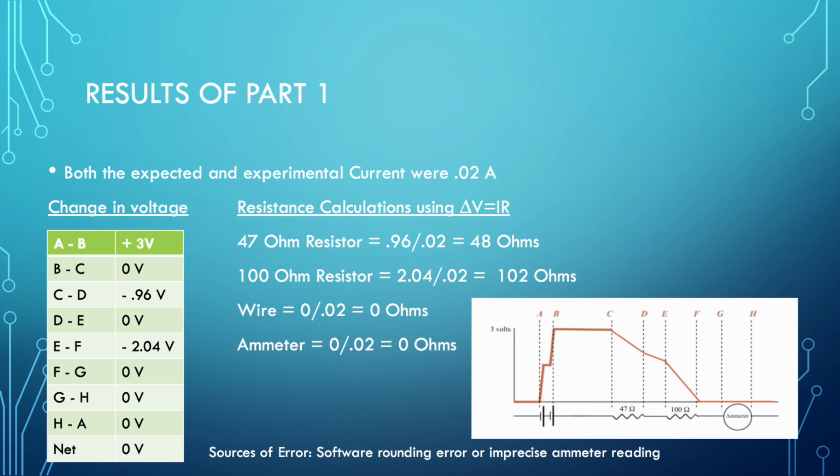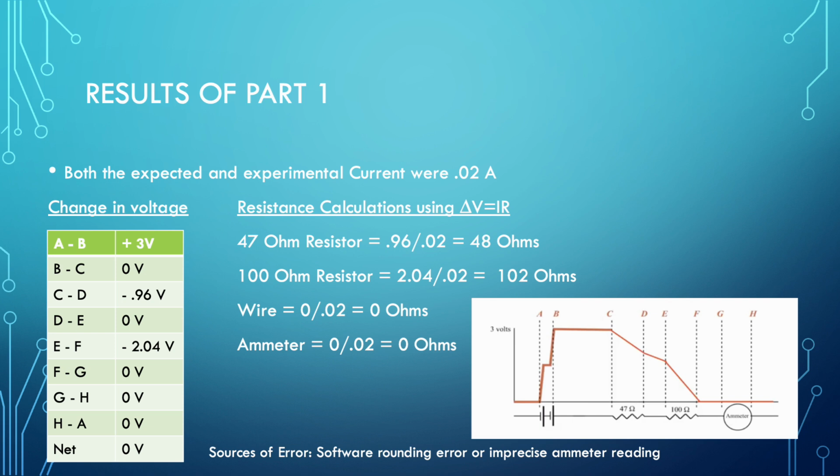For the change in voltage, I measured this value for each section of the circuit, and it's worth noting that when you add up each change in voltage, the net change is 0 volts, which should be expected. Then for resistance calculations, I used the formula V equals IR, and I found that the resistance of the 47 ohm resistor was 48 ohms, and the resistance of the 100 ohm resistor was 102 ohms, while the resistance of the wire and the ammeter were both 0 ohms.